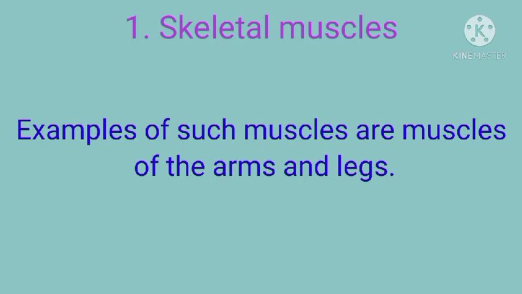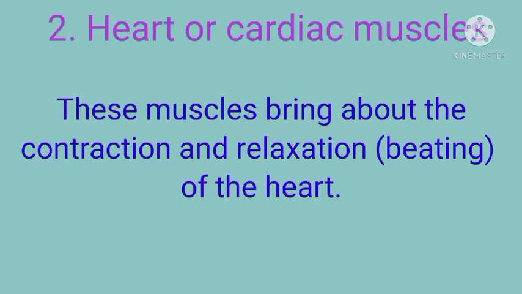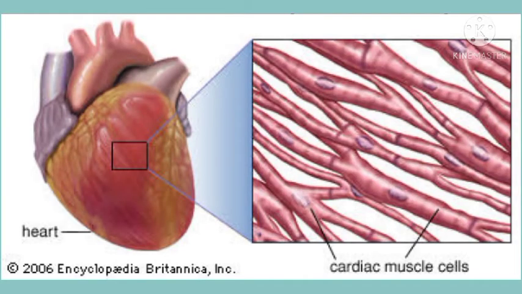The second type of muscle is the heart or cardiac muscle. As the name indicates, the heart is made up of this type of muscle. These muscles bring about contraction and relaxation, which we call the beating of the heart. It means they are responsible for heartbeats. The cardiac muscle causes our heart to relax and contract continuously.